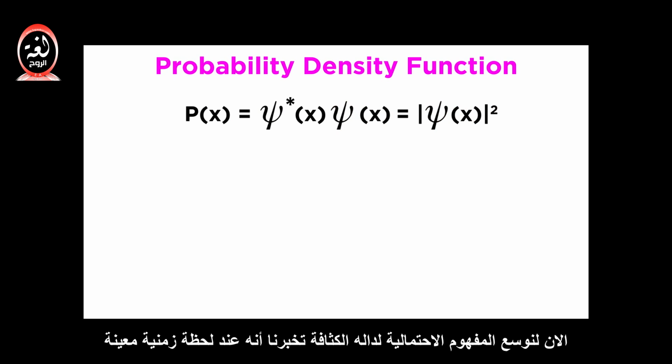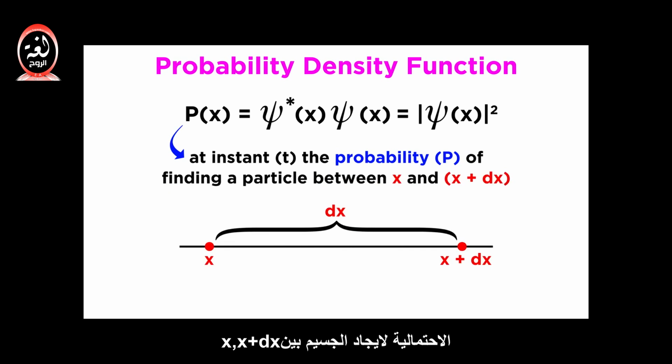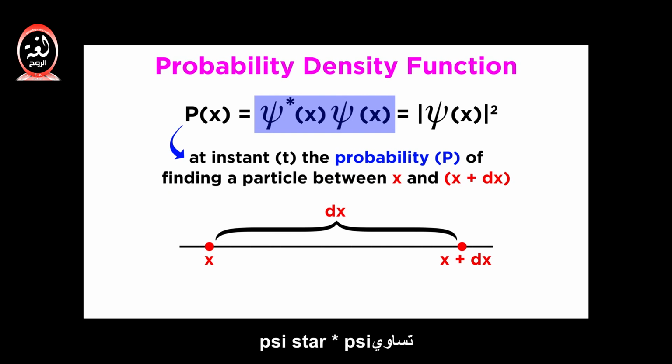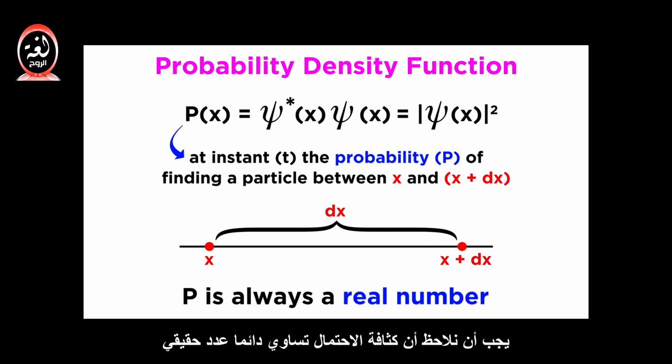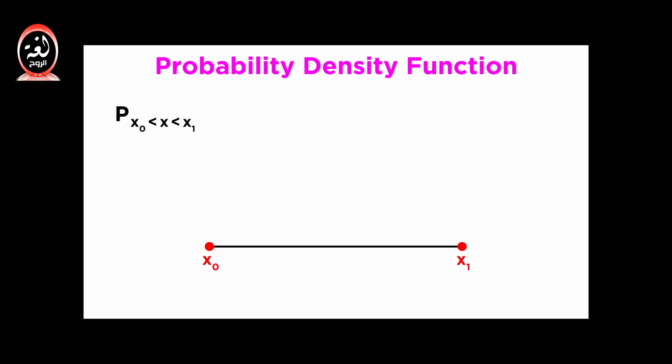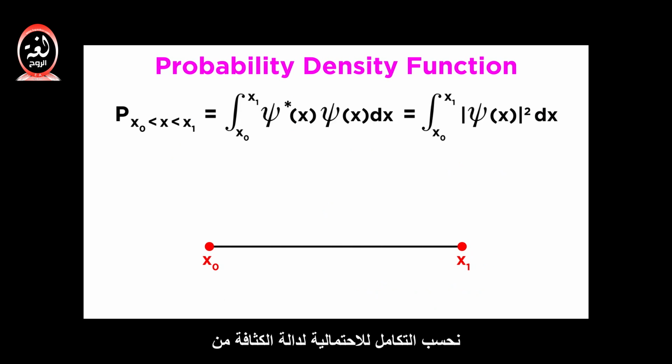Now let's expand a bit. The probability density function tells us that at some instant t, the probability p of finding a particle between x and x plus dx is equal to psi star times psi. We should note that the probability density is always a real number. To find the probability that a particle will be found in some region of space, we can calculate the following integral of the probability density function from x0 to x1.